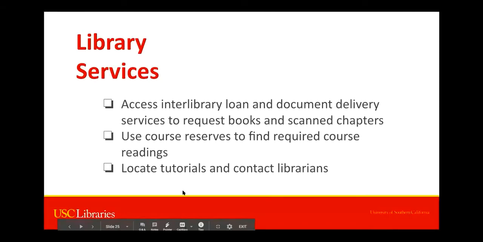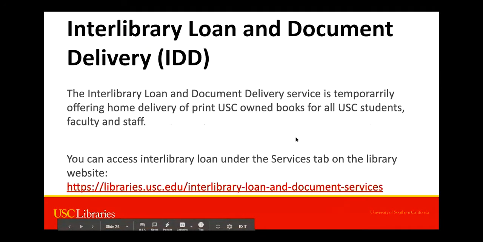Moving ahead to the library services section. For interlibrary loan and document delivery, this service is typically used to acquire material that we do not own at USC. So if we don't have a book or an article that you're trying to find, you could submit a request through Interlibrary Loan and we'll be able to get it for you most times from another university. Temporarily, because of the pandemic, this service can now be used to request home delivery of print USC-owned books. So all students, faculty, and staff at USC can request home delivery of print items that we own.